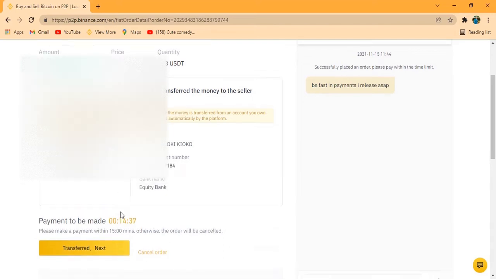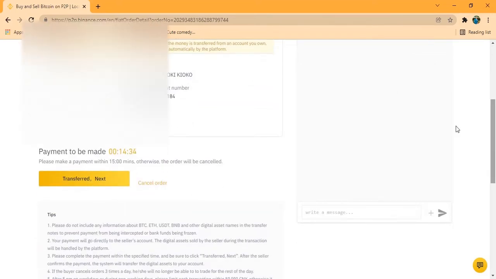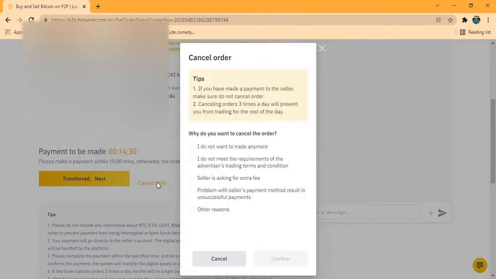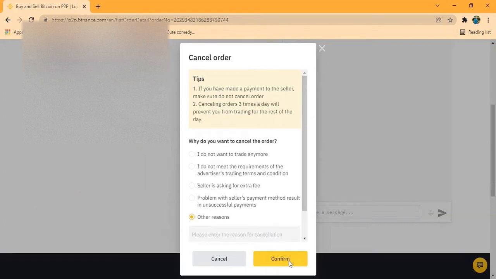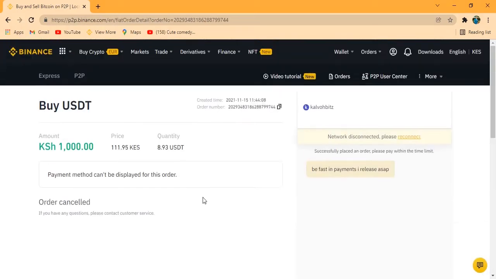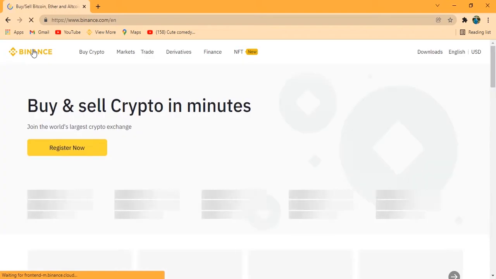Okay, to finish this process well, you can just use the paybill so that you are not charged money. The moment you send this money to this guy, you click transfer, and then your money will be gone to that guy, and then you release the crypto. Okay, so I have to cancel that one because you're not buying right now.